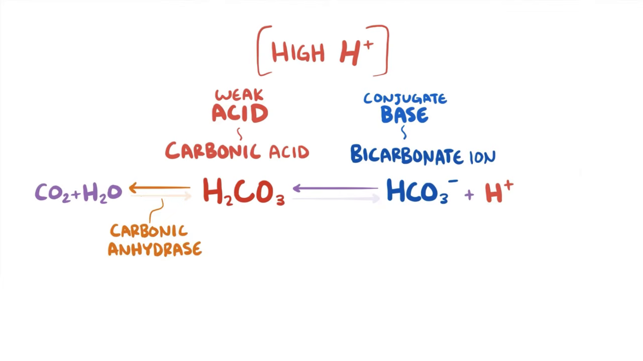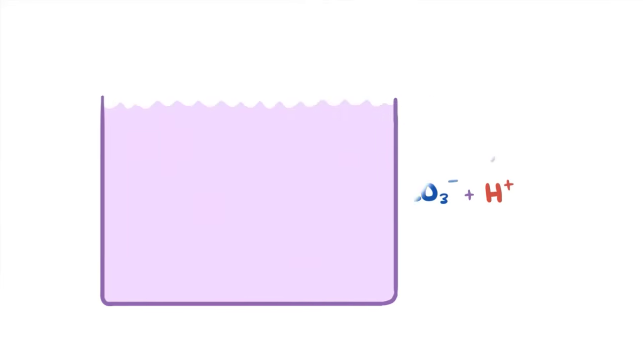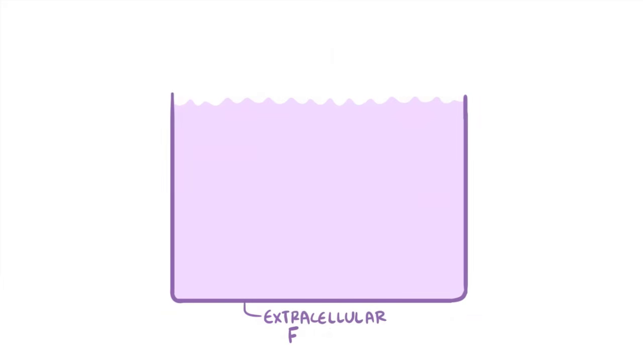And when there are lots of hydrogen ions around, the bicarbonate will bind to one and form carbonic acid, which can go the other way and split into water and carbon dioxide. At that point, the extra carbon dioxide can be breathed out through the lungs. Alright, so imagine you've got some extracellular fluid, and it has a normal amount of hydrogen ions in it, which puts it in the normal physiologic pH range.